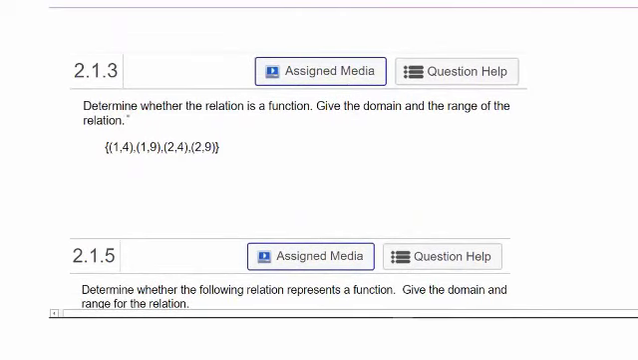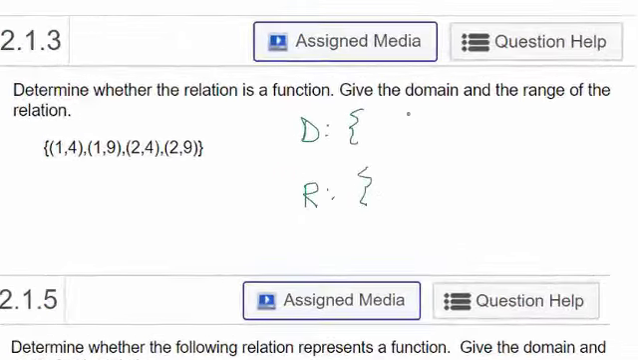So here we're asked to determine whether the relation is a function and give the domain and range. I like to start with the domain and range. So let's jot those down, right? Because then we can use that to draw our little arrows. So the domain is going to include any first coordinates or x values. There's only two, the 1 and the 2. Okay, so that's our domain. The range includes 4 and 9. These appear more than once, but we don't have to list them in our set more than once.